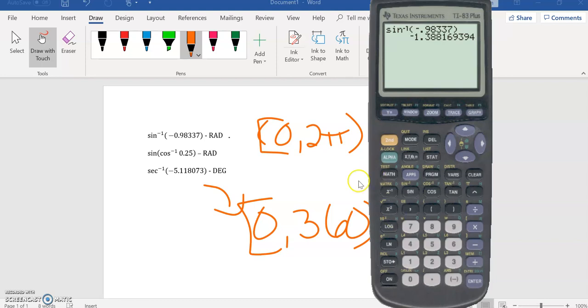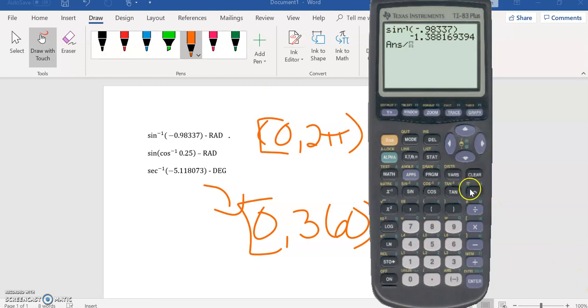Now, actually that's not right because that's not in 0 to 2 pi, is it? So then you'd have to adjust from there. Remember, just like back when we were doing trig, your calculator isn't always going to give you that first chunk that you want. So I'd look at that and go, okay, well, where is that?